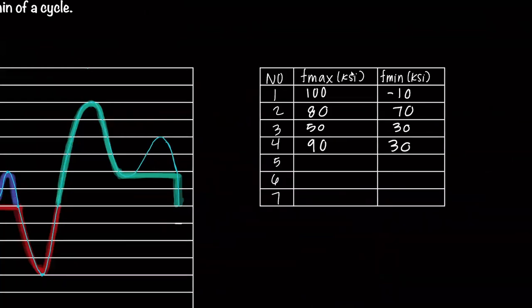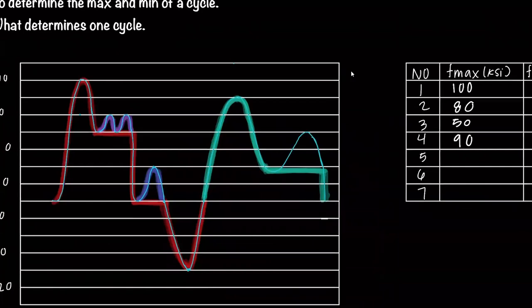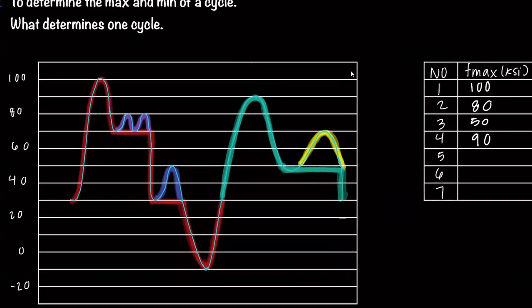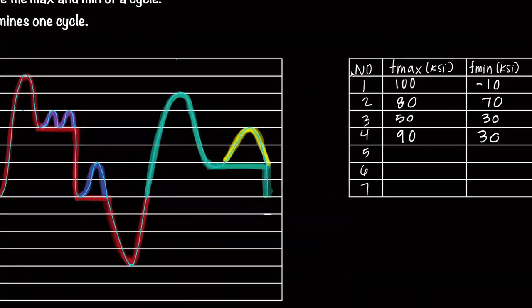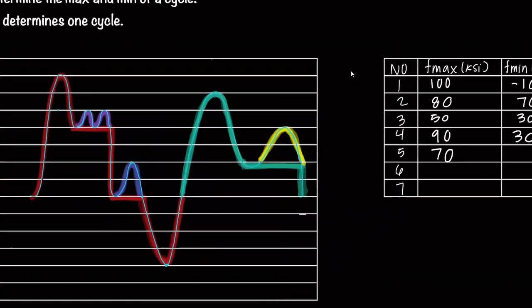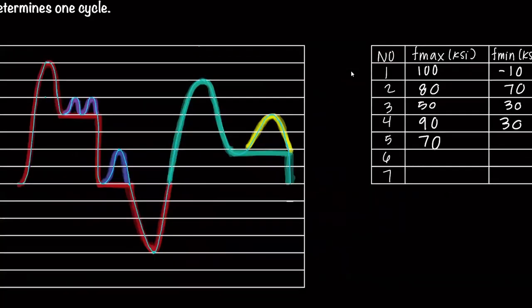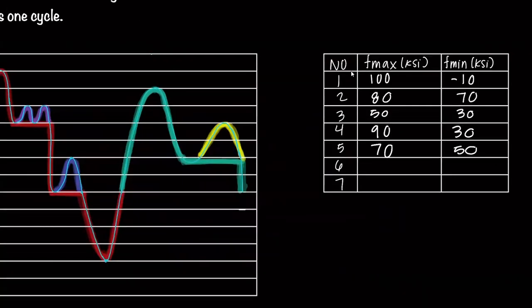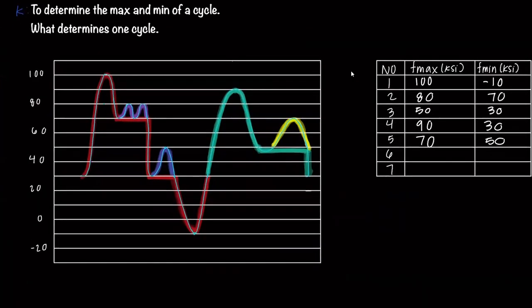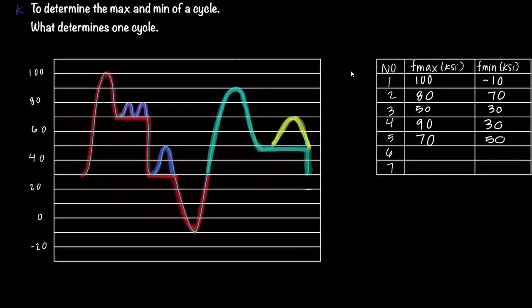Finally, we get to highlight our last cycle. Let's do yellow. So here we are. That will be our last cycle, and our F max is 70, and our F min is 50. And there you have it. We have now completed this problem and found all of the cycles.